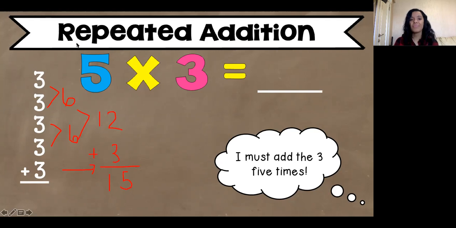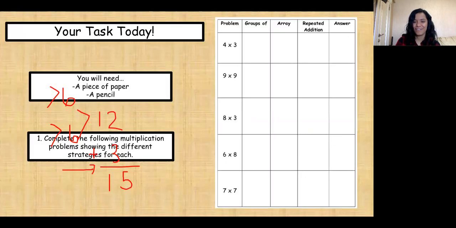However, if you are counting by 5s 3 times, that's okay too, okay? 5, 10, 15, okay? If you know your 5 times table. Well done, okay? Oops, let's erase that before we get to our task for today, okay?